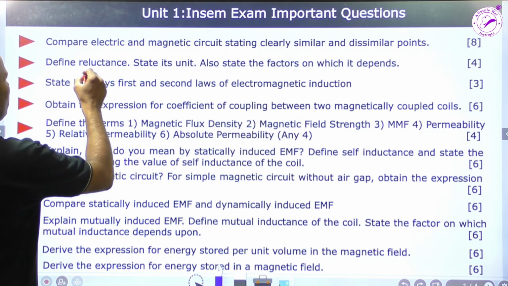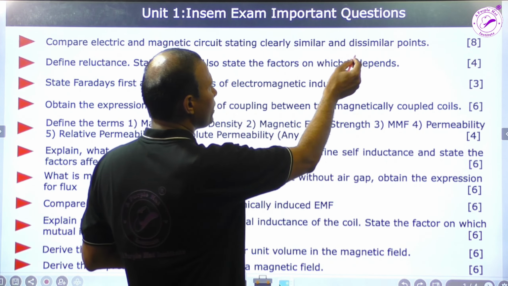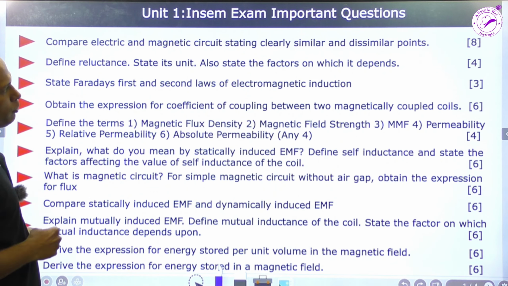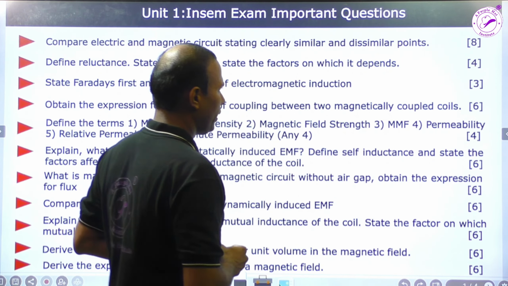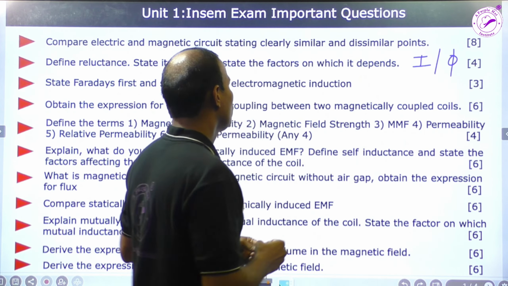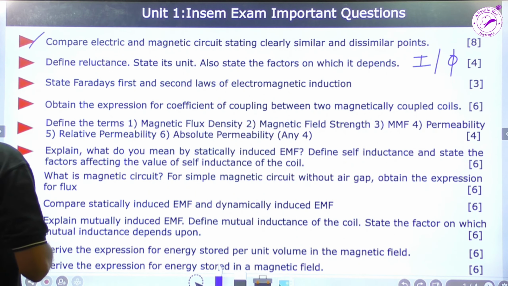First question is compare electrical and magnetic circuit stating clearly similar and dissimilar points. Yes, electrical circuit has flowing quantity current, magnetic circuit has flowing quantity flux. So comparison has to be made against current and flux. So this is very important: comparison between electrical and magnetic circuit.